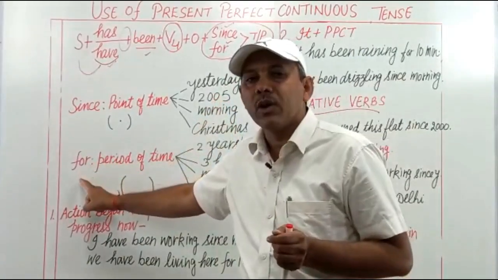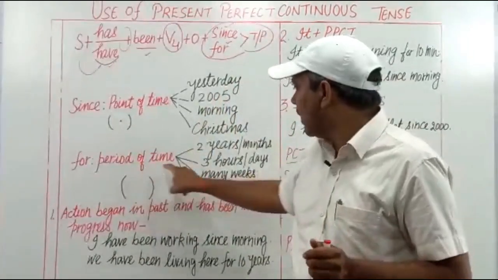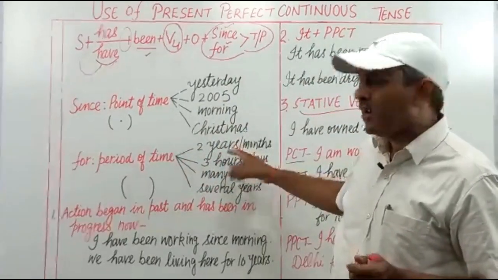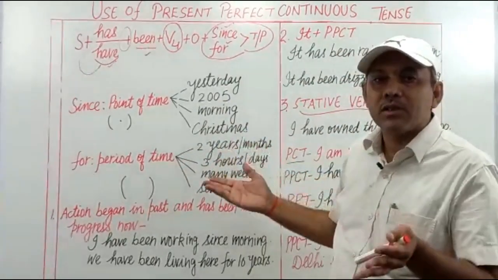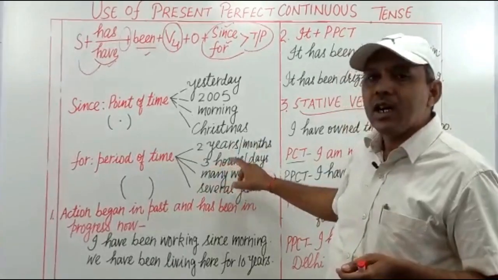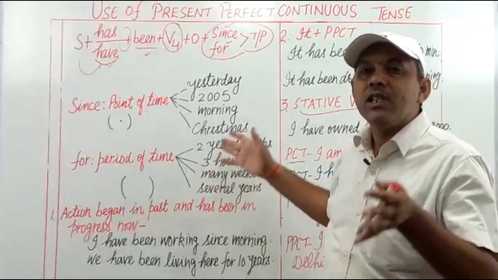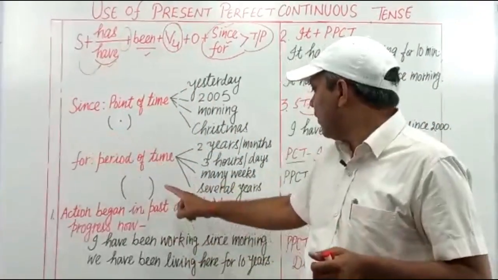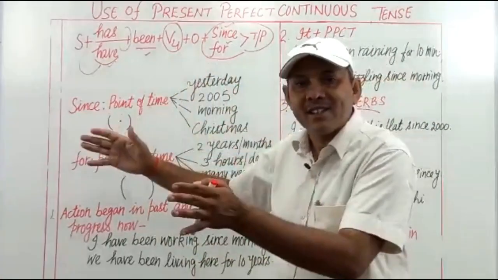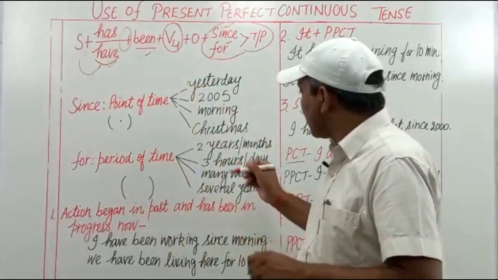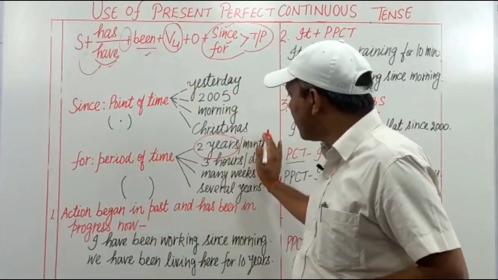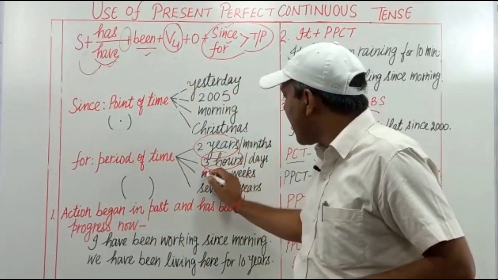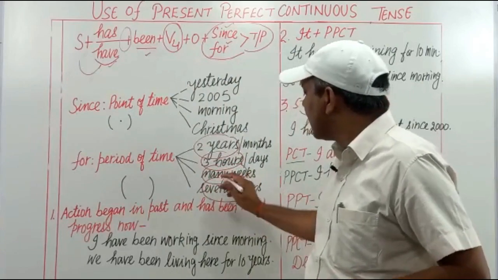We use for. For example, for 2 years, for 2 months, for 3 hours, for 3 days, for many weeks, for several years. इस प्रकार से ये जो 2 years, 2 months, 3 hours, many weeks, several years, this is a period of time.